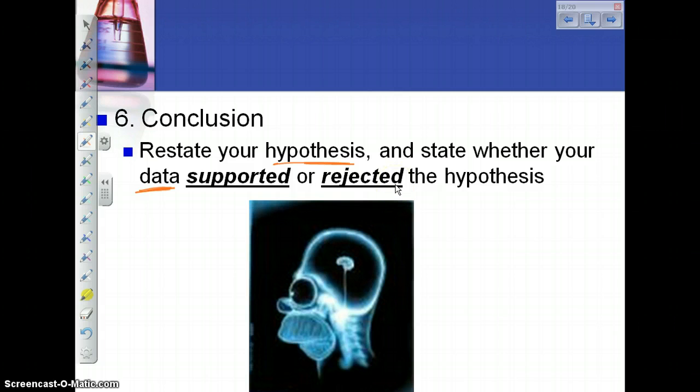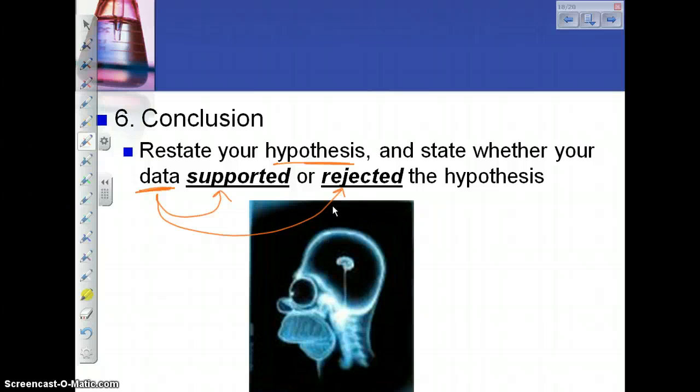Notice how we never used the word proved. Okay, you can't prove that a hypothesis was correct. You can say that the data supported the hypothesis, or that the data rejected your hypothesis, but we're not proving anything. Okay?